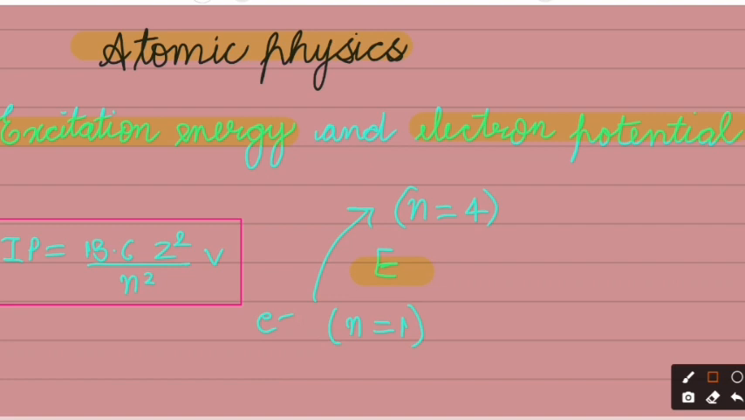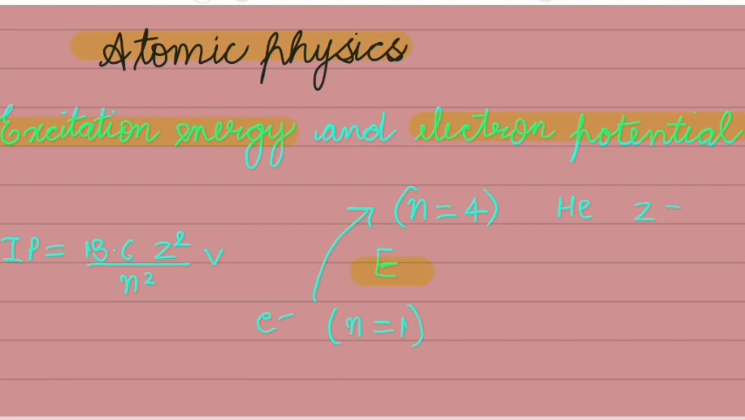So if you are asked to calculate it for a helium atom, what are you going to do? For helium, you know that Z will be equal to 2 and n, the number of the orbit, suppose is given as 1. So can we not calculate the ionization potential? We can calculate it as 13.6 multiplied by Z, which is 2, squared, upon n square, where n is 1, so 1 square. So it is 13.6 multiplied by 4 volt. This is the ionization potential of the helium atom for its electron in the first shell.